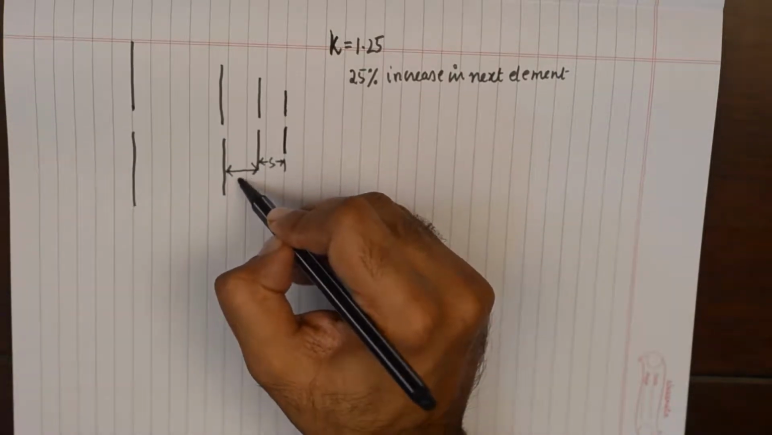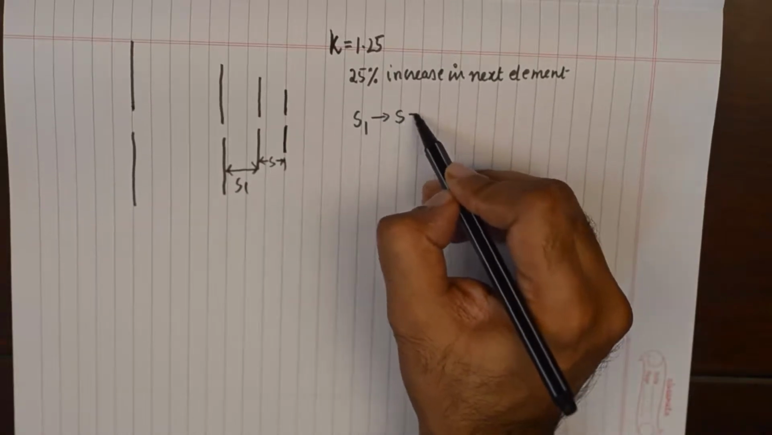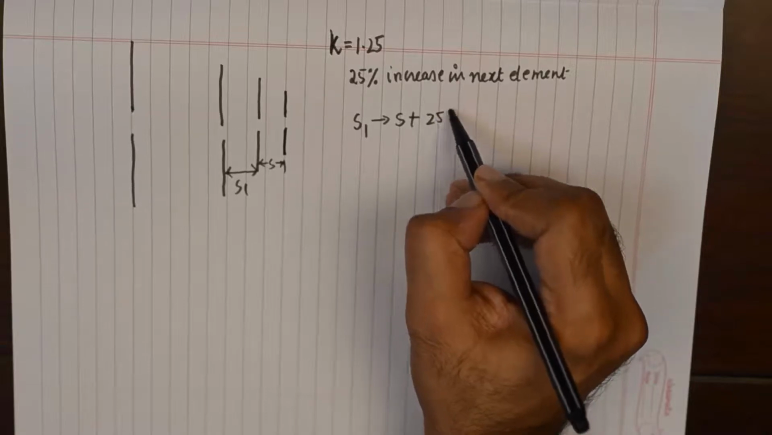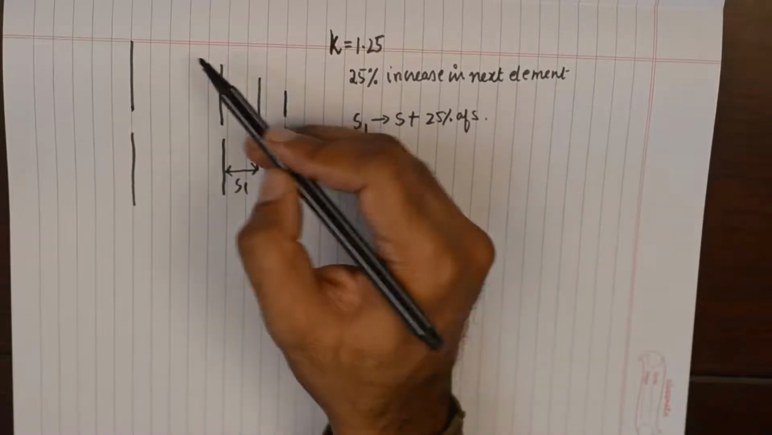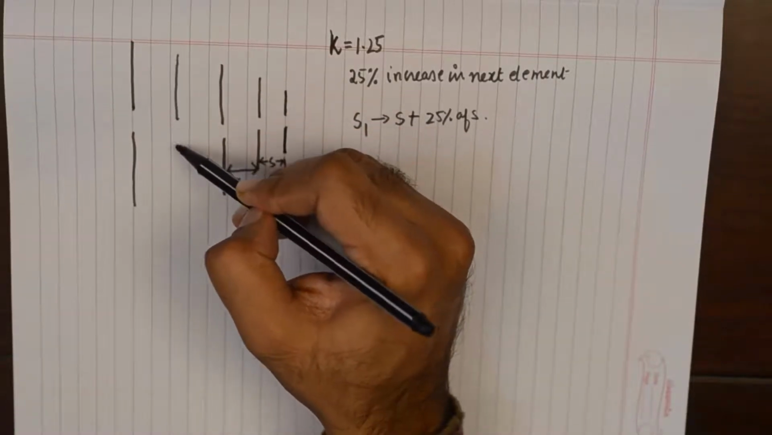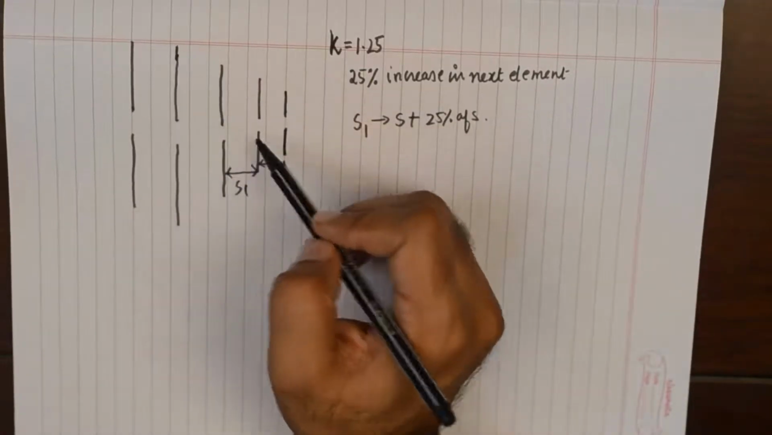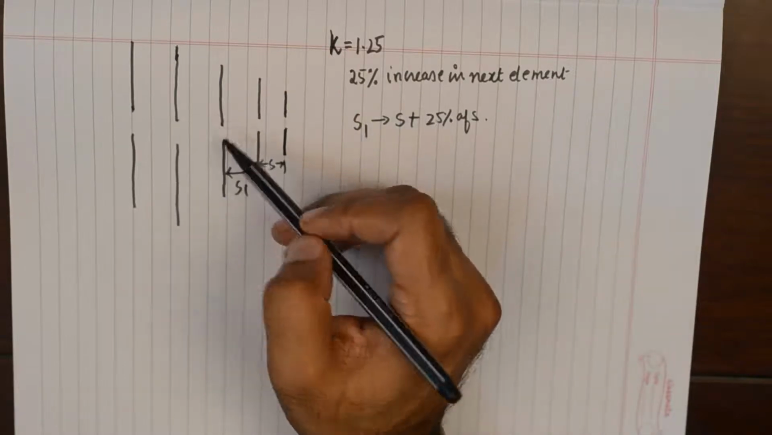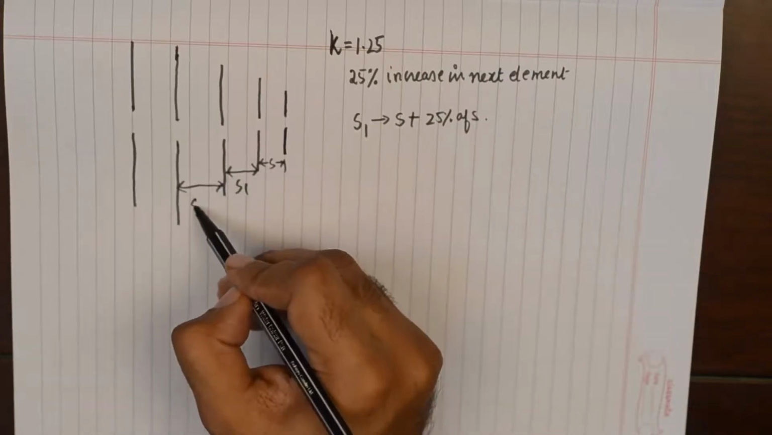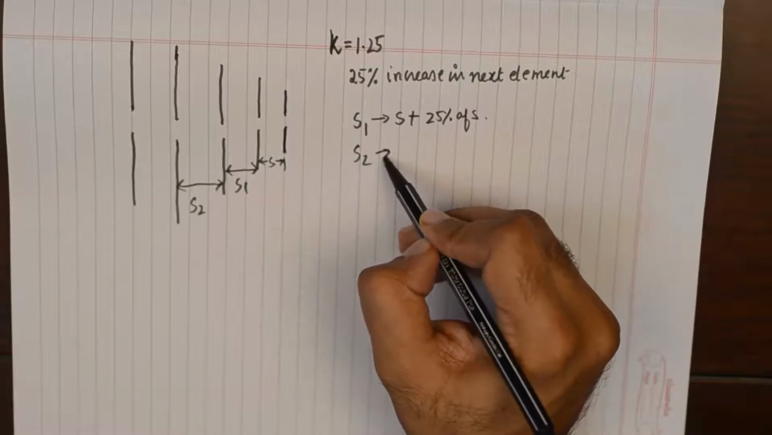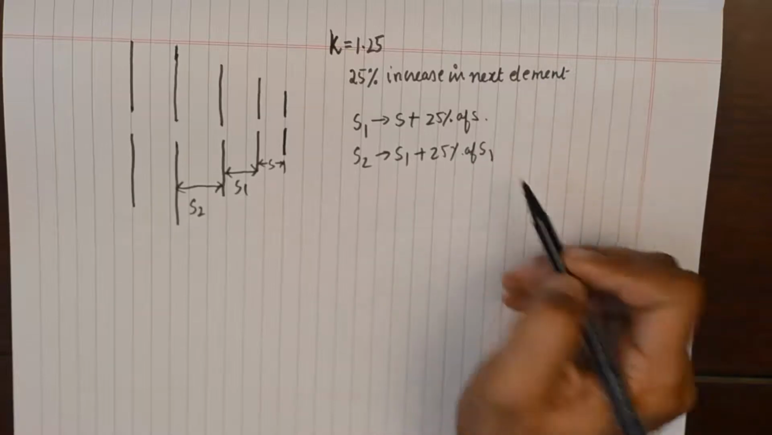So this will be S1, where S1 will be S plus 25% of S. And similarly, the fourth element will be placed, its size will of course increase 25% from the previous element, and the distance will also increase, and S2 will be S1 plus 25% of S1.